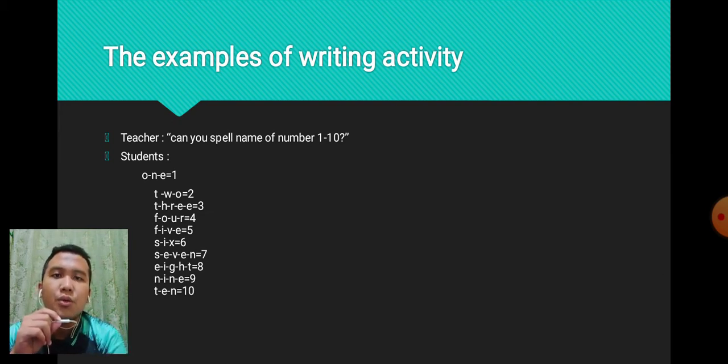The first one is O N E, and then 2 is T W O, and 3 students spell it T H R E E, and the fourth, number 4, F O U R, and then 5 students can spell it F I V E, and then number 6, S I X, and then number 7, S E V E N. 8 students can spell it E I G H T, and then number 9, N I N E, and then the last one students can spell it T E N.